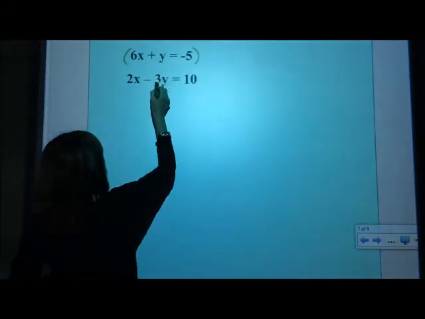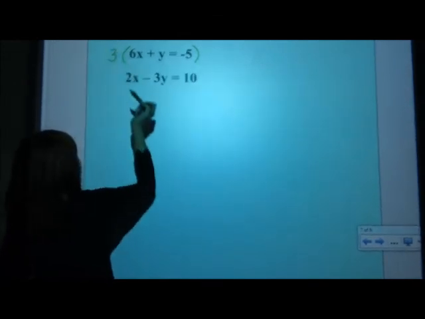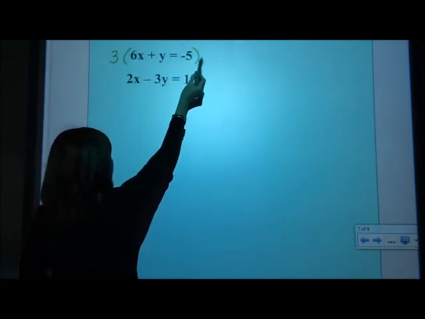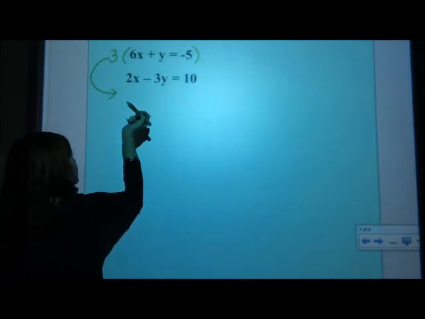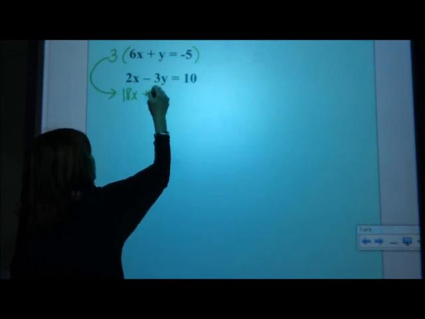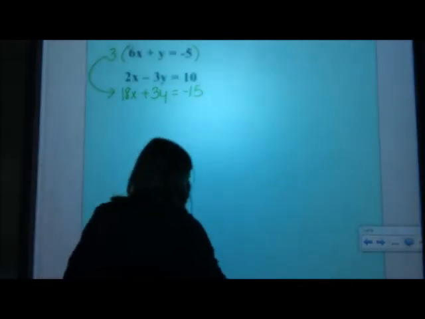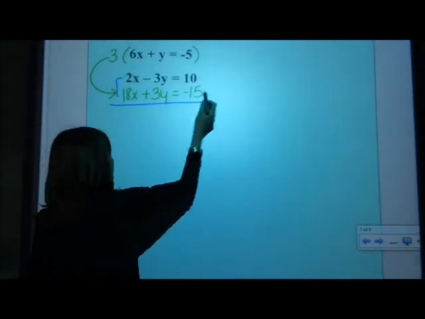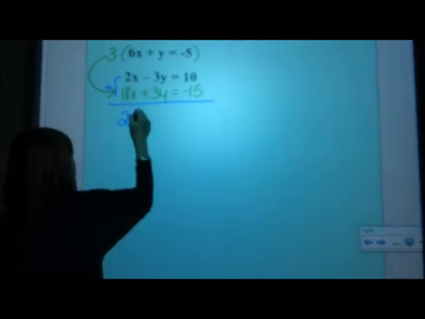I looked and I saw the y's had opposite signs, so I was going to multiply the top equation by 3. Okay, so that means I'm going to multiply that 3 to everything, even the negative 5, I'm not going to forget. Now, I'm going to neatly rewrite it right below it. So I'm going to get 3 times 6, which is 18x, plus 3y equals negative 15. Okay, you've got to be careful with those positives and those negatives. Then I'm going to combine these two equations using addition. Okay, so I have 2x and 18x, which gives me 20x.